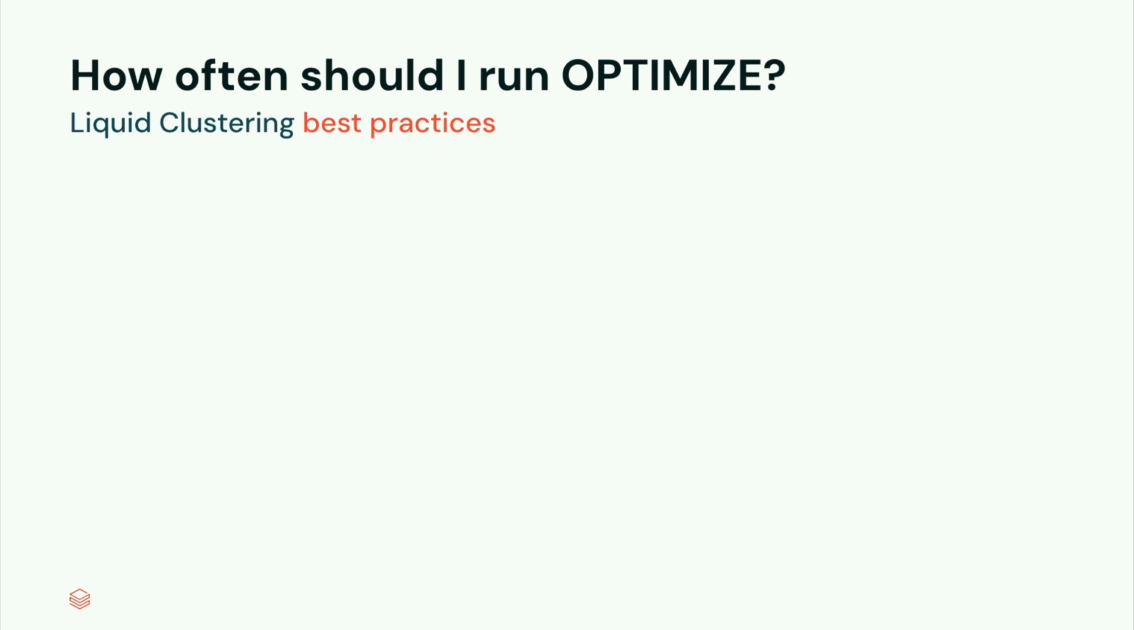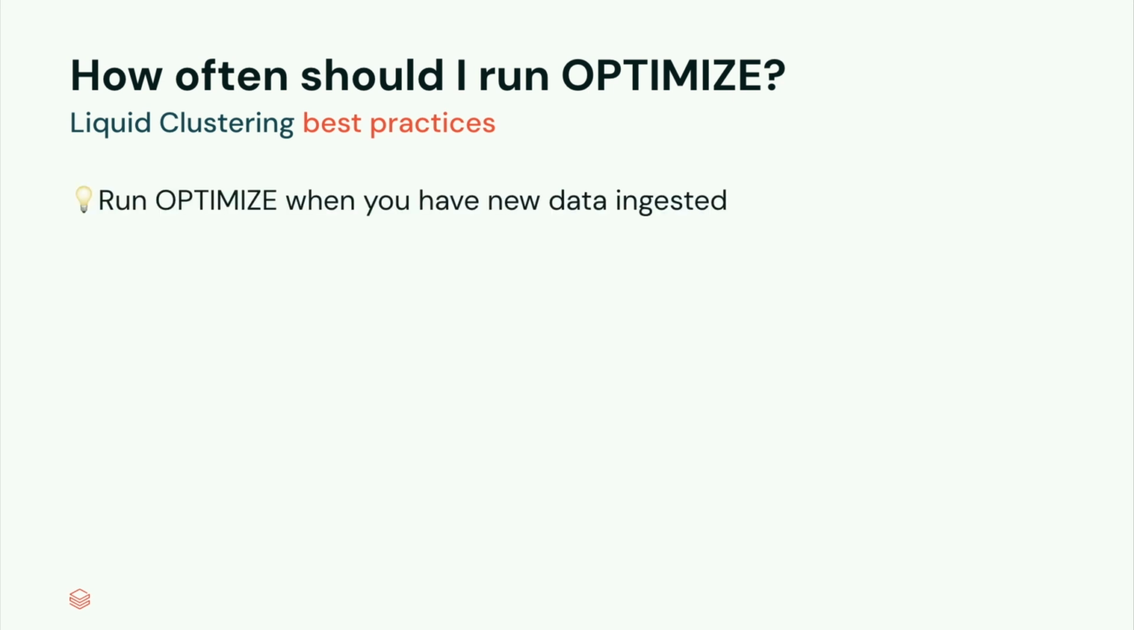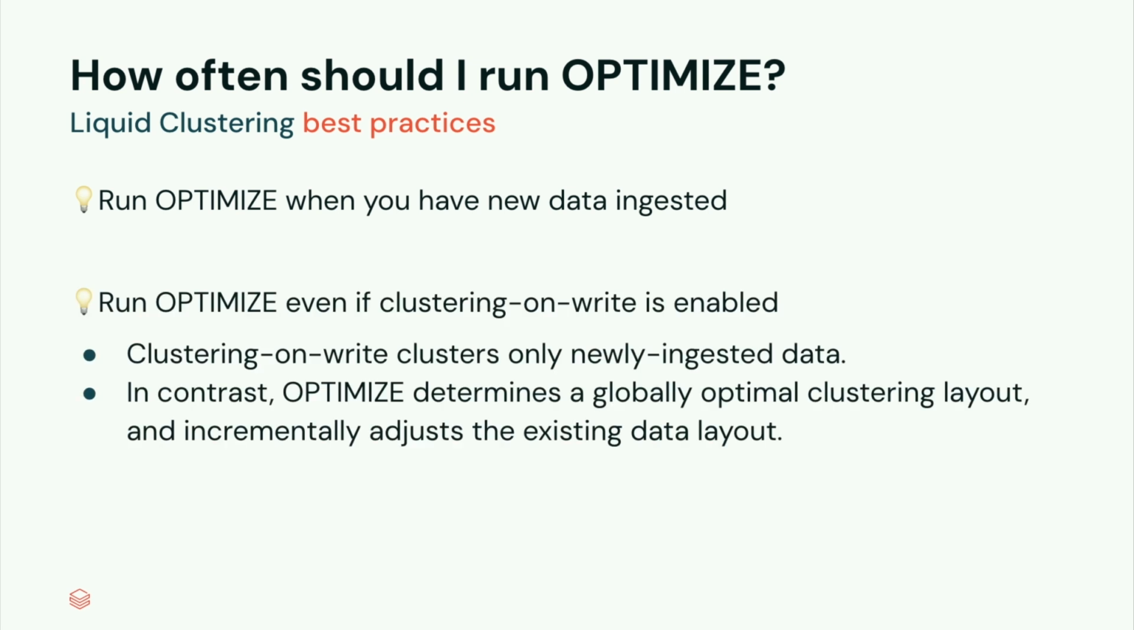So one thing we get asked a lot is, how frequently should I run Optimize? So the rule of thumb here is you should run Optimize when you have new data arrived. And Optimize can incrementally cluster your data for the best clustering quality. And if clustering on write is enabled, we still recommend you to run Optimize. This is because clustering on write clusters only the newly ingested data. In contrast, Optimize can look at your entire table and determine the globally optimal clustering data layout. And again, it incrementally adjusts the existing data layout to match the global optimal.